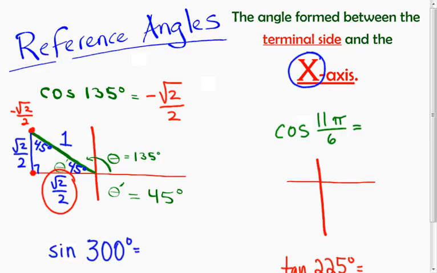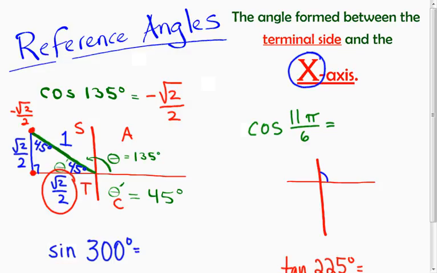Or if you just remember your shortcut that all students take calculus, it doesn't give you an explanation of why, but it tells you that only sine is positive in quadrant 2, so cosine must be negative. If we're over here and we're thinking about cosine of 11 pi over 6, of course that's in radians, a little scarier, but we have to draw the angle, however you want to find that.